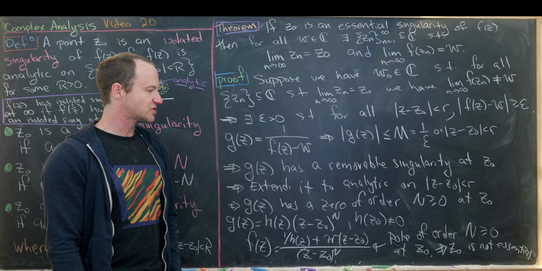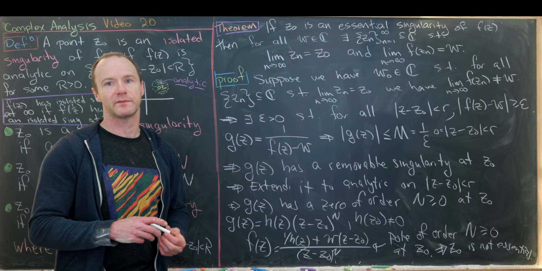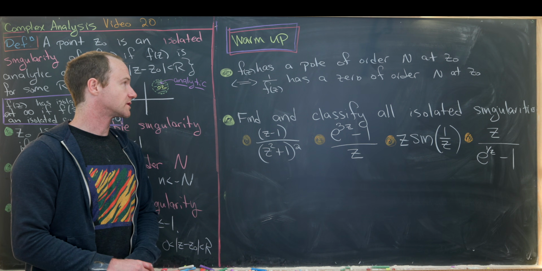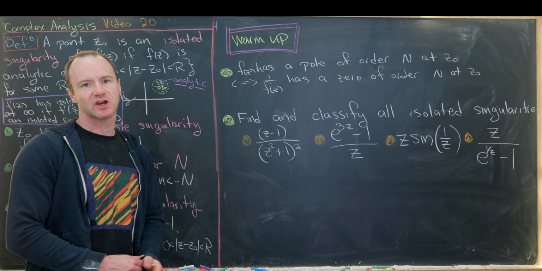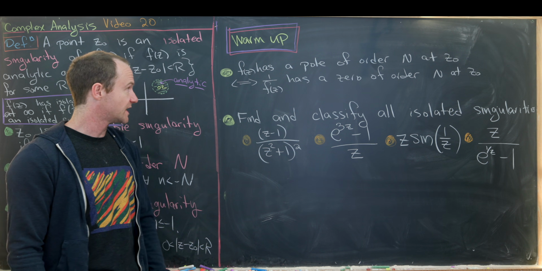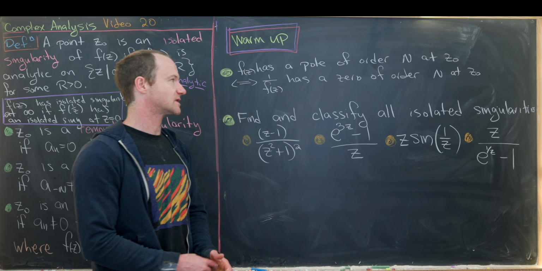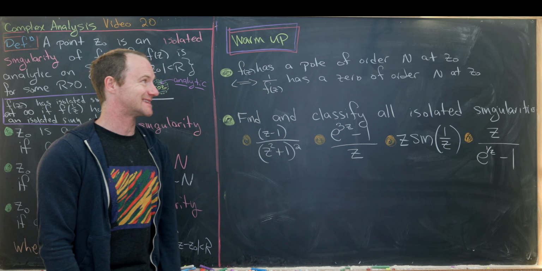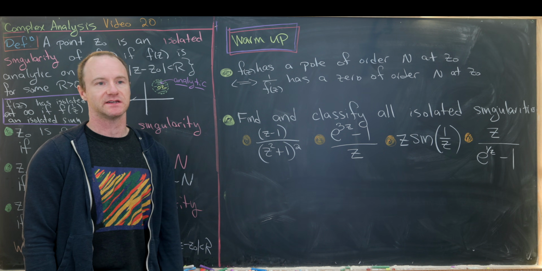Okay, so let's finish off with me giving you some warm-up exercises. So here I've got 2 warm-up problems, one which has a couple of parts. So the first is to finish off that proof of the theorem that we didn't quite finish, and that is that f of z has a pole of order n at z naught if and only if 1 over f of z has a 0 of order n at z naught.